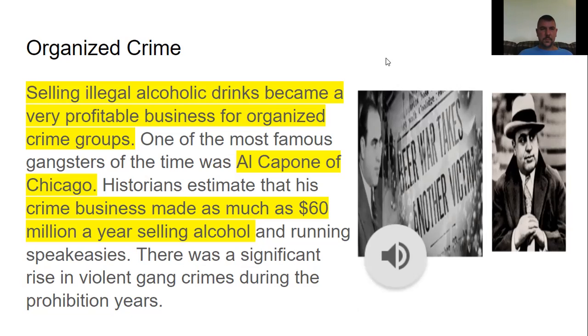Selling illegal alcoholic drinks became a very profitable business for organized crime groups. One of the most famous gangsters of all time was Al Capone of Chicago. Historians estimate that his crime business made as much as $60 million a year selling alcohol and running speakeasies. There was a significant rise in violent gang crimes during the Prohibition years.